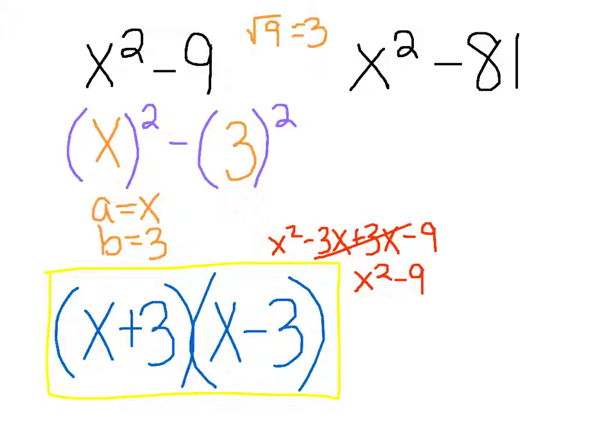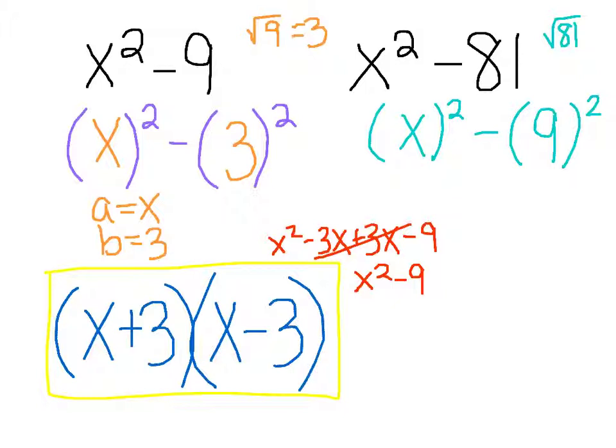So looking at x squared minus 81, remember we're looking for what can be squared to give us x squared minus what can be squared to give us 81. Well, the square root of 81 is 9, so 9 squared is 81, and x squared is x. So our final answer for this question is x plus 9 times x minus 9.